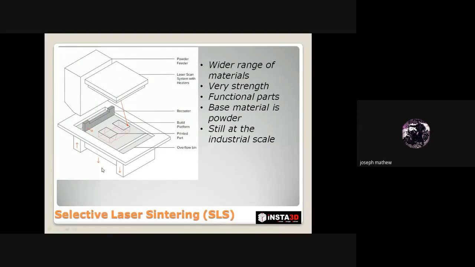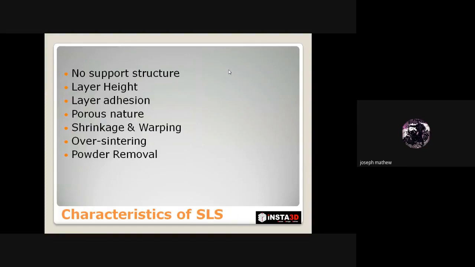So this is the SLS 3D printer where the Z direction is moving downwards, and the recoater or the roller is on one side of the machine and coats the raw material over the build platform, and the laser starts sintering the component. There is a wide range of materials used in SLS technology. Very strong and functional parts can be made with SLS technology. The base material used is thermoplastic powder, and it is still at industrial scale. And commercial machines are very few in the case of SLS technology.